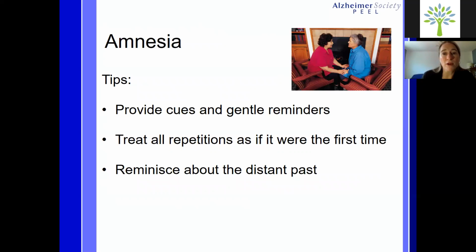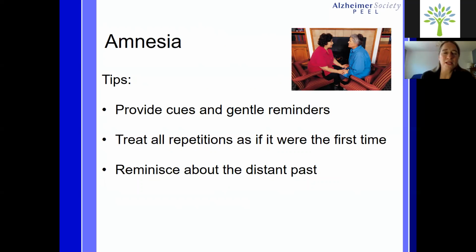Or we treat all repetitions as if they were the first time. So for the person, that is actually the first time. It feels like it is the first time that they've said that. For us, it may be the 10th or the 20th time we've heard that question or heard that story, but actually for the person, it is the first time.